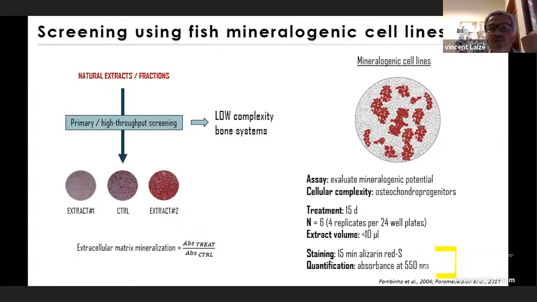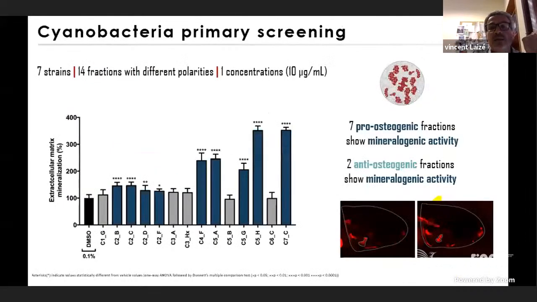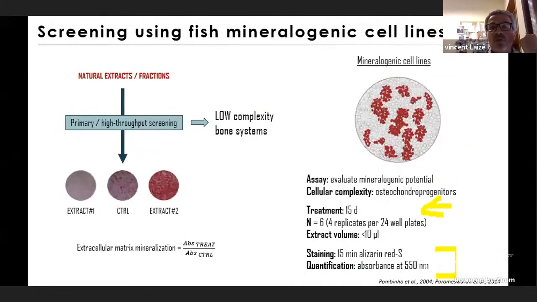The only drawback of that system is probably the time that it takes. The VSF13 are a cell line that is very quick to mineralize, but still we need 2 weeks to know if an extract is pro-osteogenic, anti-osteogenic, or has no effect on the mineralization of the extracellular matrix. So 2 weeks, and we try to compensate for that by using multi-well plates.